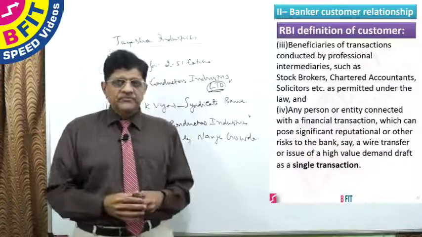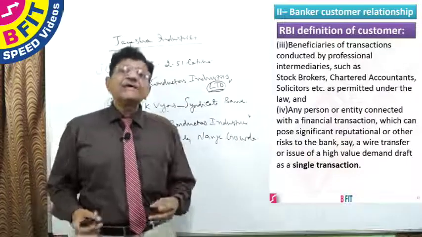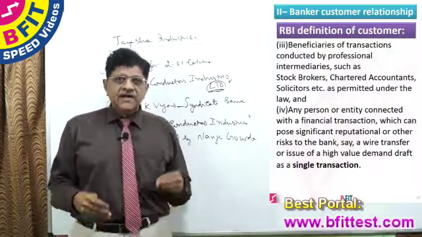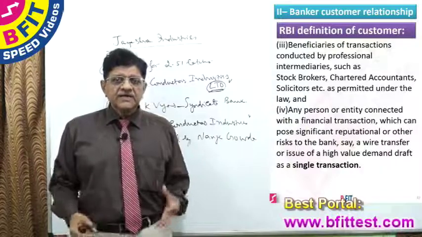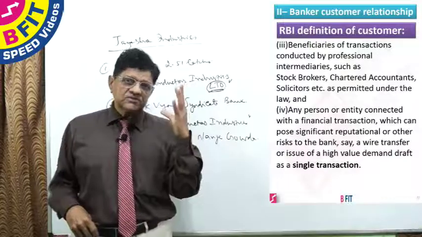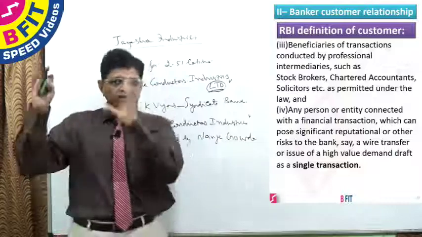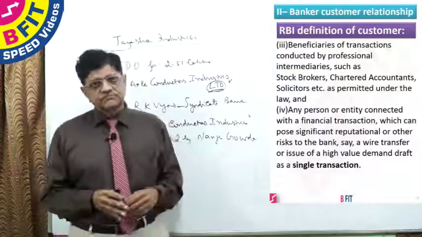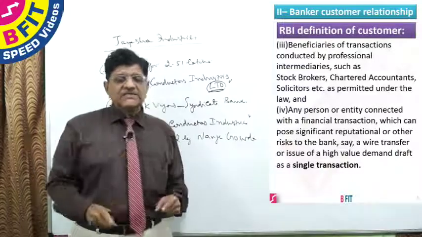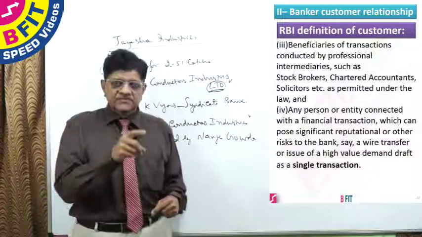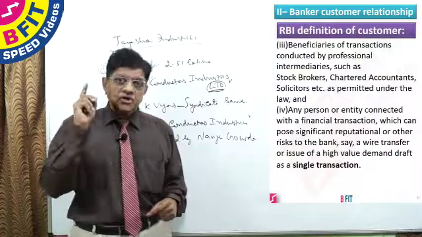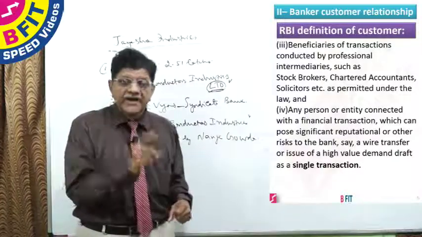I will give you one example. There was one person, a tailor, and this tailor opened a current account with a bank, and the first transaction was that he remitted into his current account some 5 crores and then remitted the entire 5 crores in one single transaction to somebody who happened to be a terrorist. So even though there is only one single transaction of remittance in this account, the bank cannot stop, the bank has to do KYC on him also.